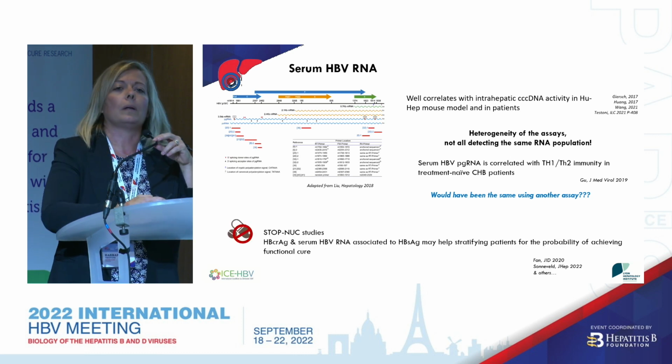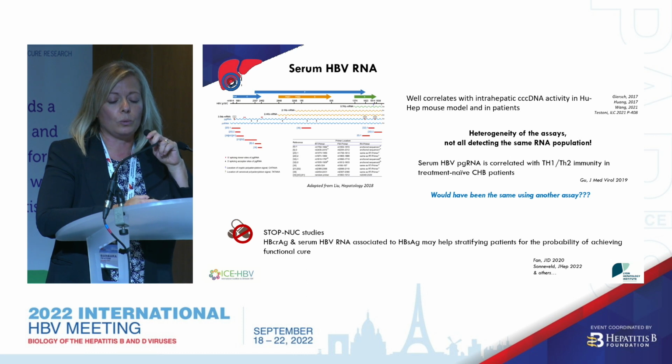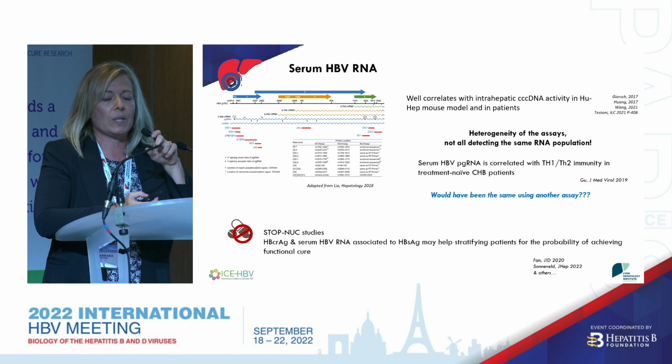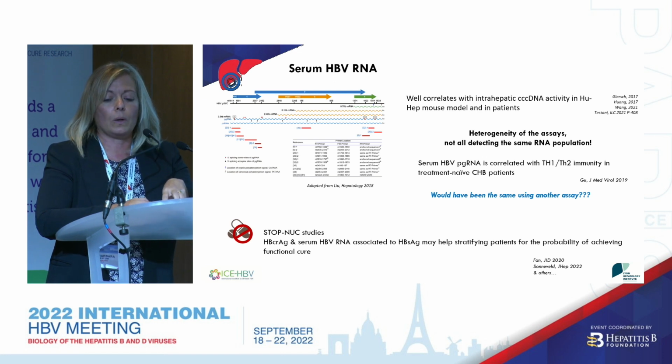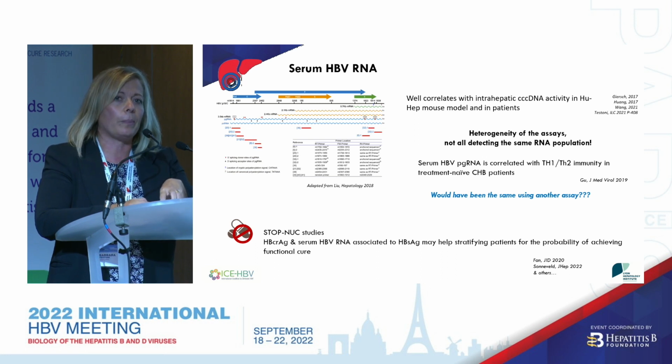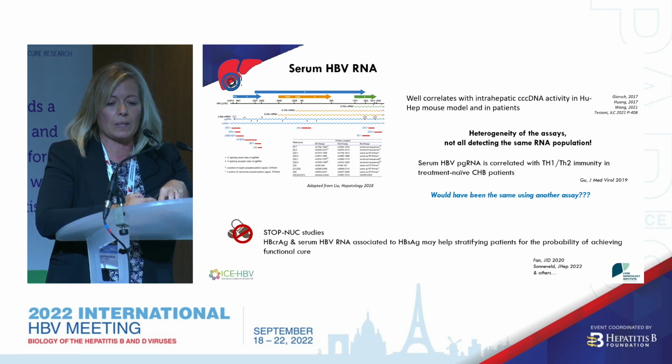So coming back to the stop nuke studies, I think that another thing that we can learn from this type of approach is that both correlated antigen and serum HBV RNA associated to S could help in better stratifying the patients for the probability of achieving or not a functional cure. In which context and in which type of therapeutic intervention has to be discussed.